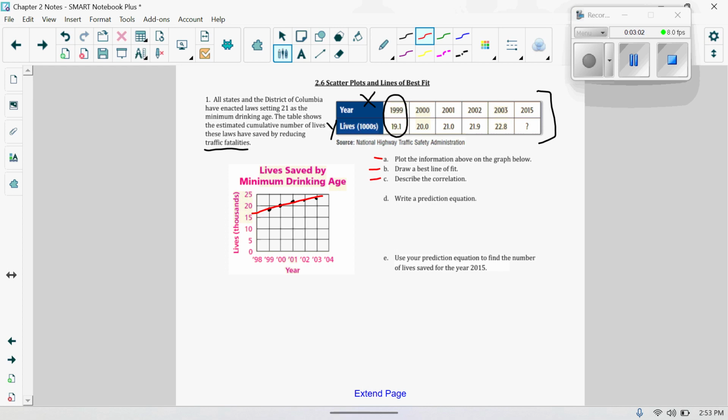Next, we need to describe the correlation. So we either have positive or negative correlation, and it's either strong when it's really close together or weak when it's spread apart. So all these points are pretty close to that line, and it's moving in a positive direction. So I'd say this is strong positive.